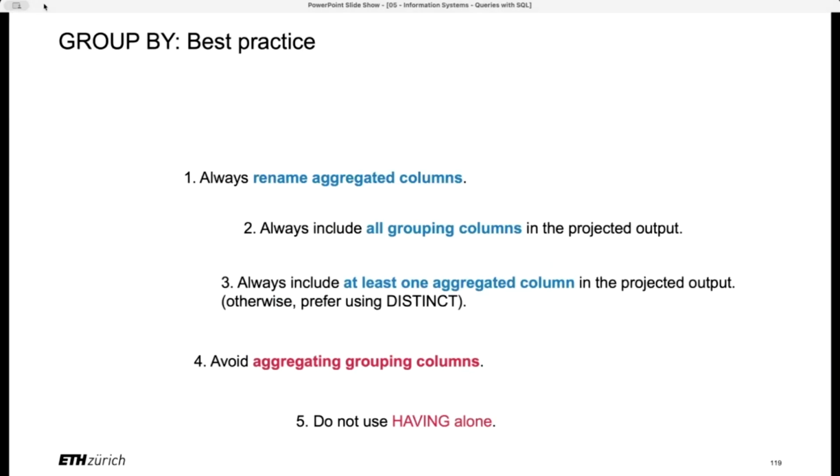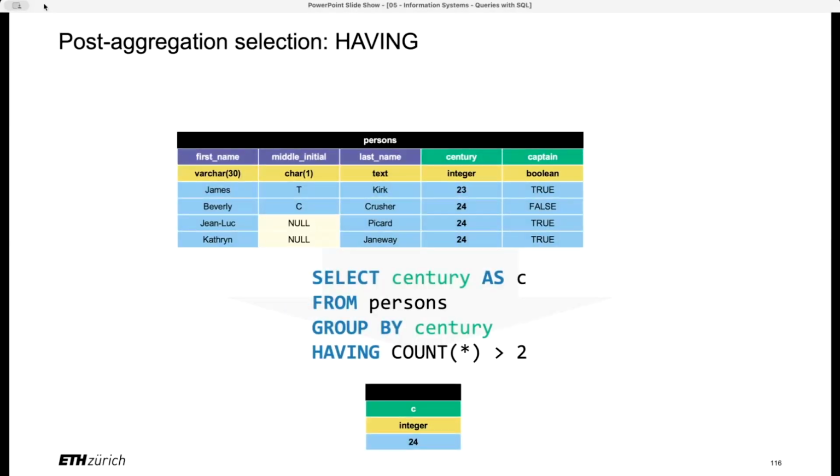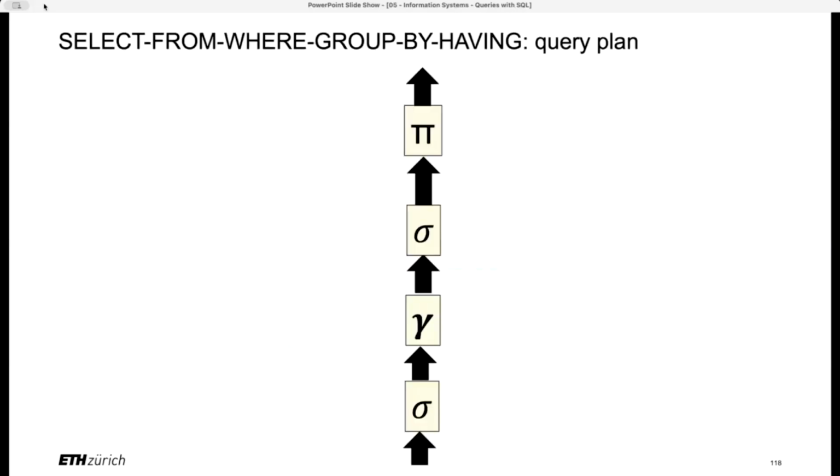Avoid aggregating grouping columns. For example, in here, what if you say select sentry and then count of sentry or sum of sentry? That doesn't make much sense, right? So usually you really have a strict separation between the grouping columns and the non-grouping columns. The grouping columns, you put them in the group by and in the select, and the non-grouping columns, you choose some of them to aggregate in the select, but do not mix the two categories. Do not aggregate grouping keys. That doesn't make much sense.